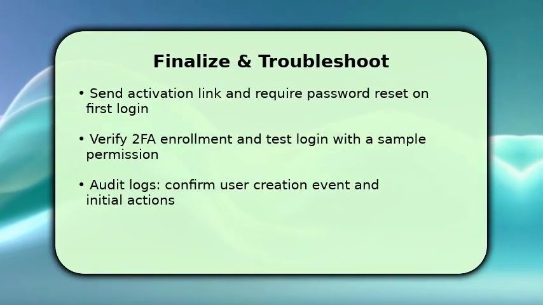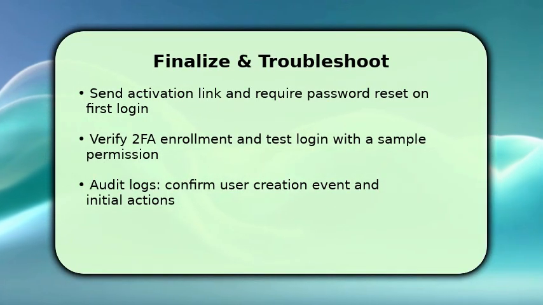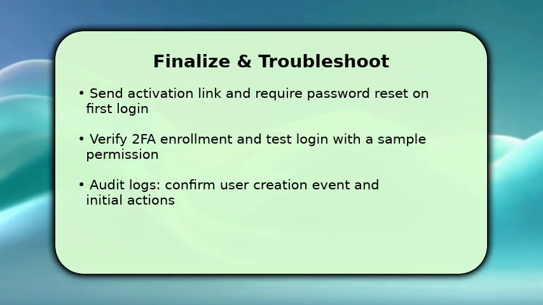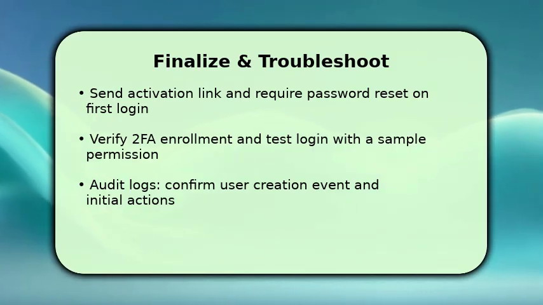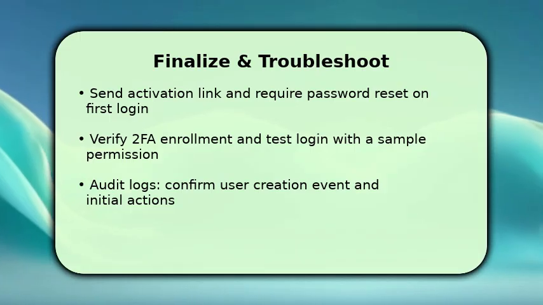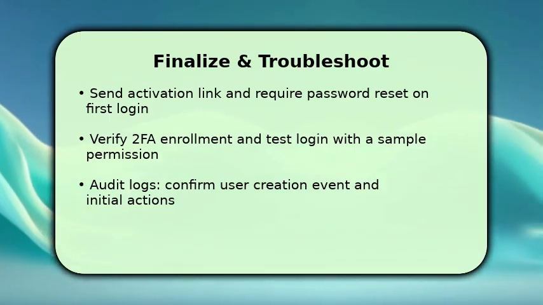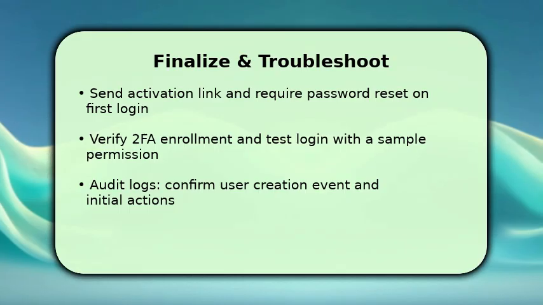Verify 2FA enrollment immediately, then test login and perform a sample action to confirm permissions behave as intended. Record the creation in audit logs and notify the user with setup instructions and escalation contacts. If something fails, check role inheritance and API scopes first. Often fixes are a single permission toggle in the role hierarchy.